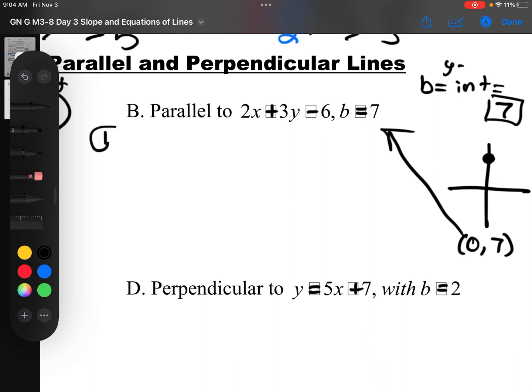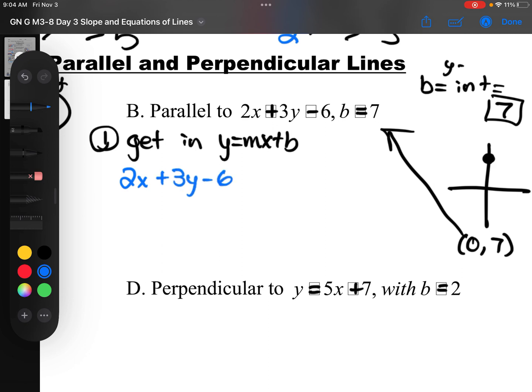The first thing you need to do is get this in y equals mx plus b. So we need to rewrite our equation, 2x plus 3y minus 6. And matter of fact, because that's not going to work if we do it this way, we need to change this plus to an equal sign. So please do that. Sorry about that.